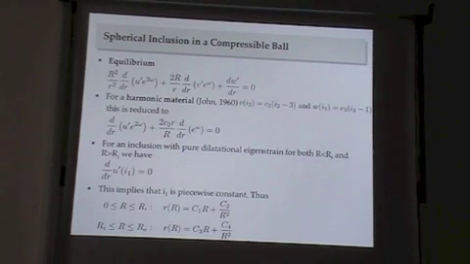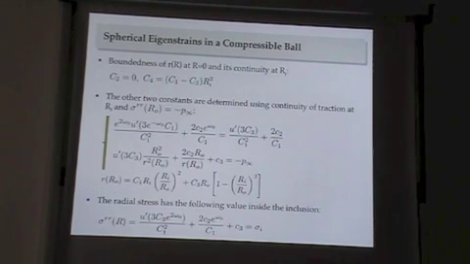Now, when I have pure dilatational eigenstrain, I would get this equation for both R less than Ri and larger than Ri, and then you could show that that means I1 is piecewise constant. You would get the kinematics. Inside, to make sure everything is bounded, you have C2 = 0, and then continuity of R will tell you that C4 is a function of C1 and C3 like this. So then your unknowns are C1 and C2.